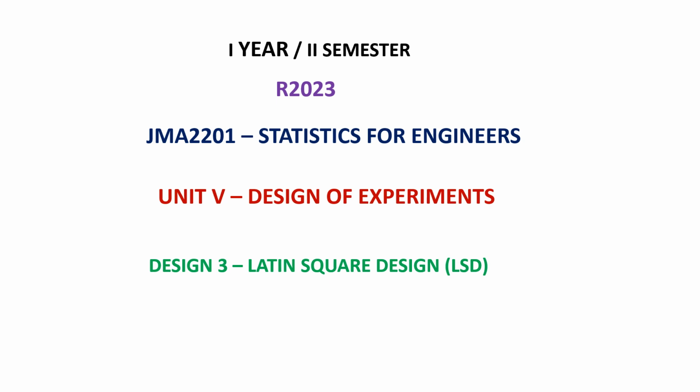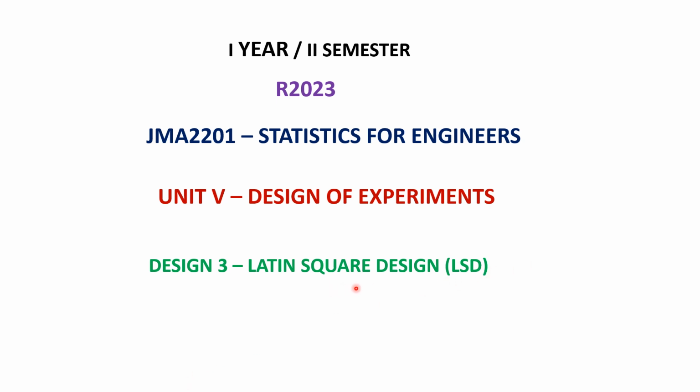So we are back again with the last video for the unit design of experiments. And today we are going to focus on the third design, which is called the Latin square design. Now that you have already seen design 1 and 2, which is completely randomized design, also called the one-way classification, and the second design called the randomized block design, which is also called the two-way classification. I'm sure you would guess that Latin square design is a three-way classification.